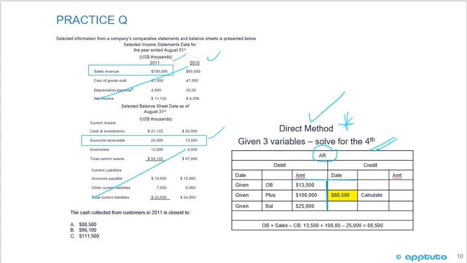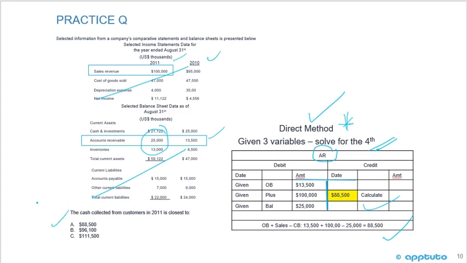Then we had sales revenue, we add that $100,000, and we had a closing balance of $25,000. So as I said, we're just solving for X here with regards to our collections from the customer. It's going to be opening balance plus sales minus closing balance, which is $13,500 plus $100,000 minus $25,000, and we get the correct answer, which is $88,500, which is A.